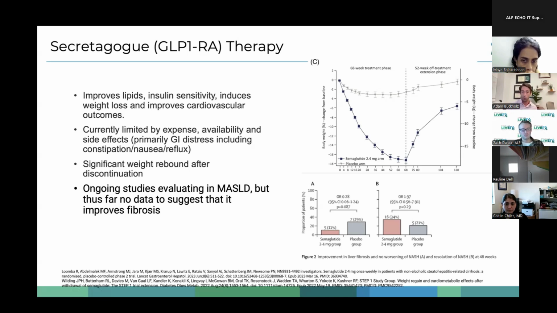There is ongoing research as far as its actual impact in more end-stage fatty liver disease, but thus far, there's no data to suggest that it actually improves fibrosis. This on the right-hand side was a sort of disappointing phase 2b study from a couple of years ago, suggesting that in those who took semaglutide weekly, there was no improvement over placebo in terms of fibrosis regression.